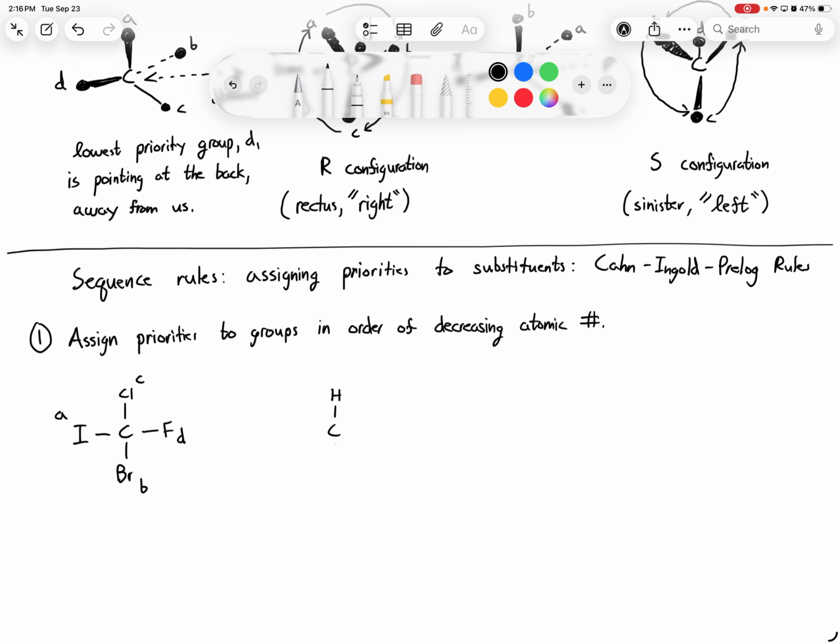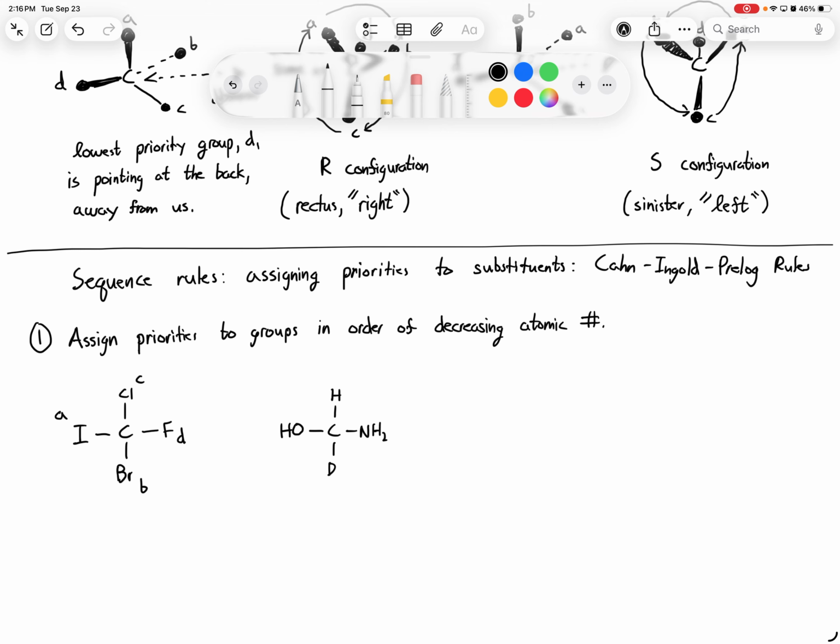Now let's do a slightly different example where I drew a little curveball here. H, D, NH2, and then OH. All right, which one's the highest priority? So look at what atoms are directly bonded. So I see an O from OH, H, deuterium, D, and then N from NH2.